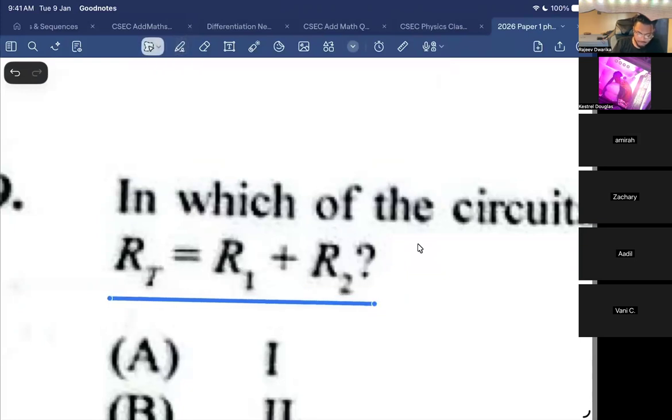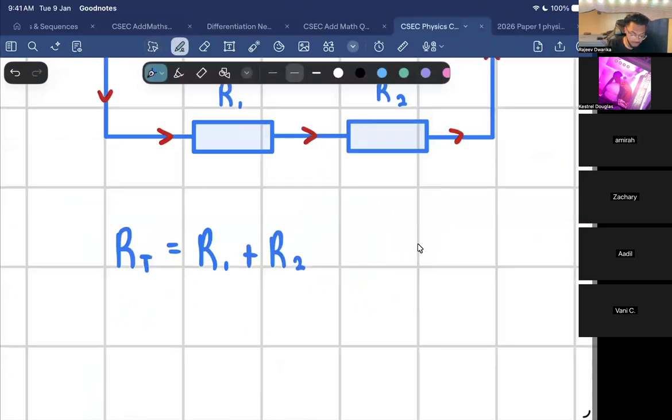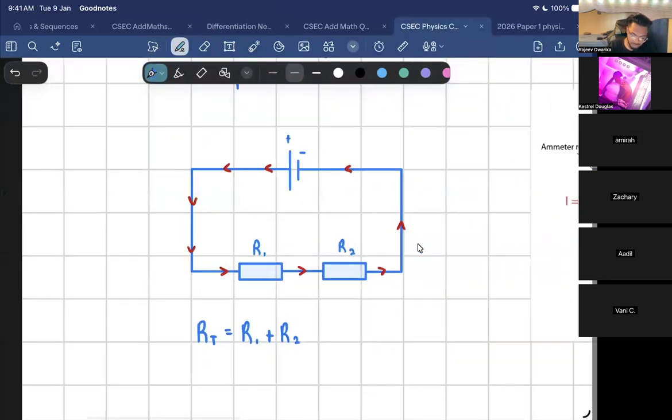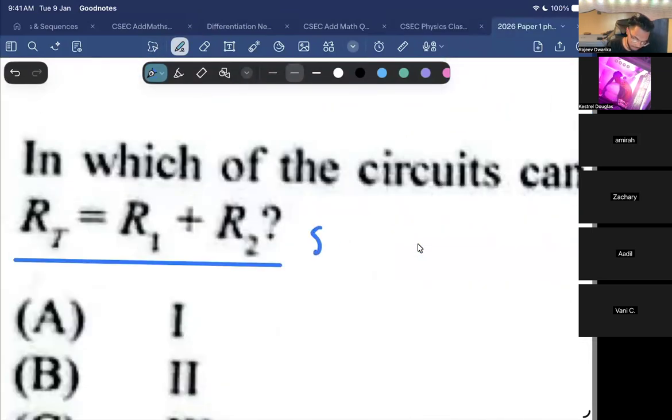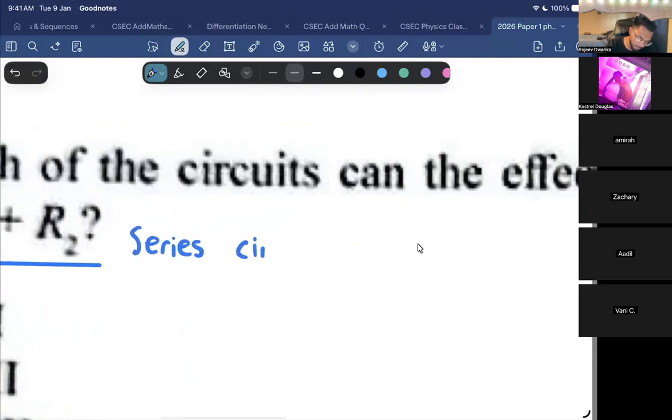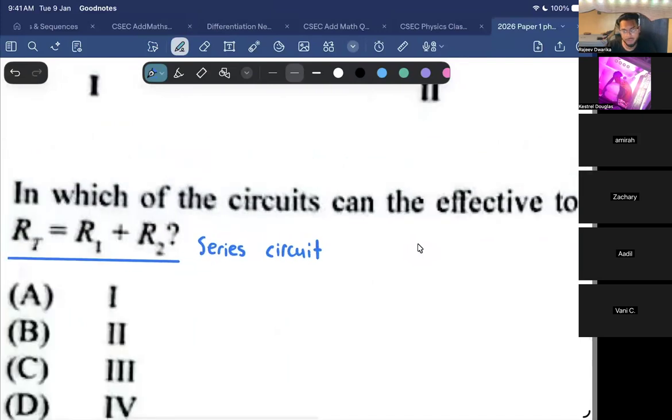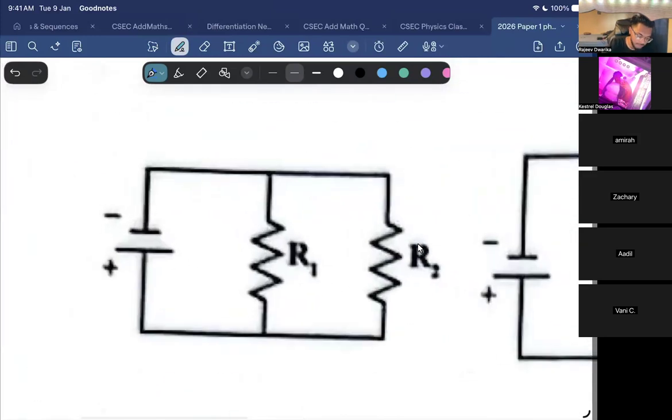Series. Yeah, it's a series circuit. So if it's a series circuit, what are we looking for? One path for the current to flow. Correct. Let's look at this circuit. Of course, we're looking at conventional flow of current. The current will leave the positive and go to the negative. Right.